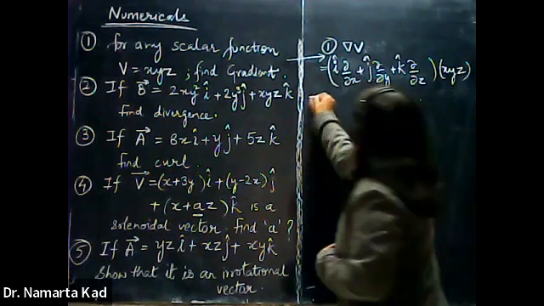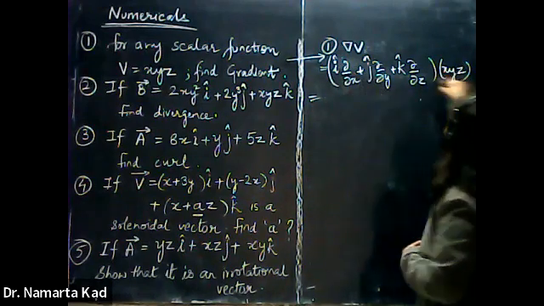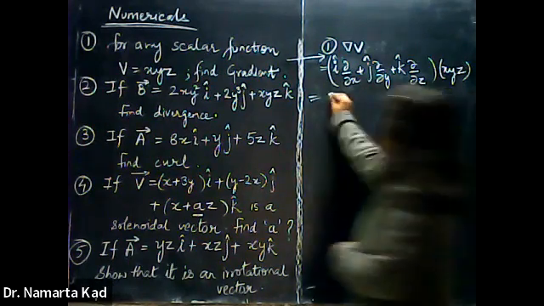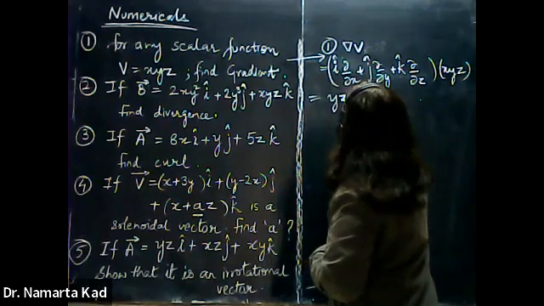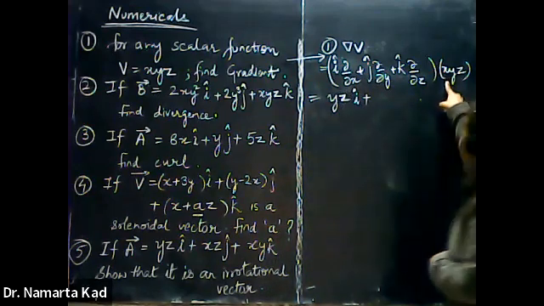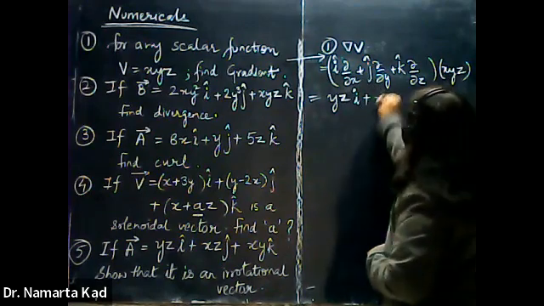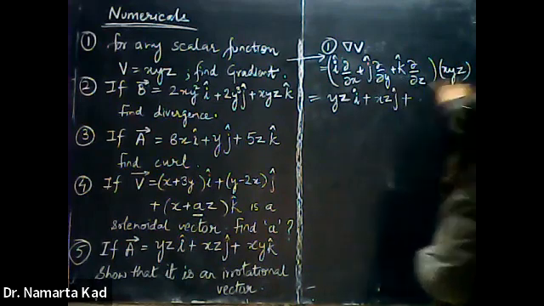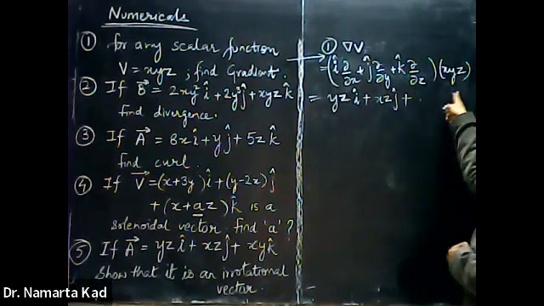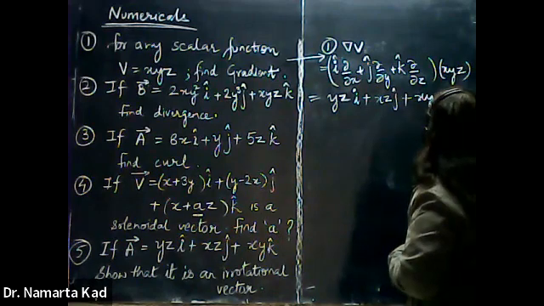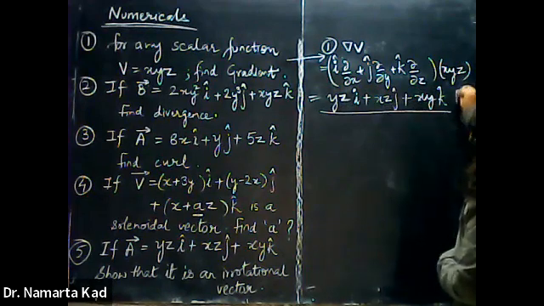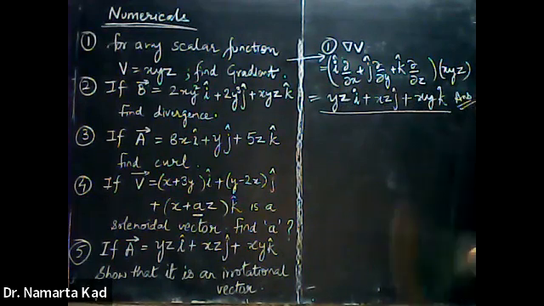So firstly, partial differentiation of xyz with respect to x will give you simply yz i cap, plus when differentiating with respect to y, this will give you xz j cap, plus when differentiating with respect to z, this will give you xy k cap. So this is your final answer for the gradient. This is the solution for the first question.